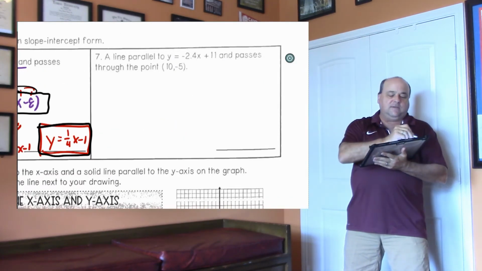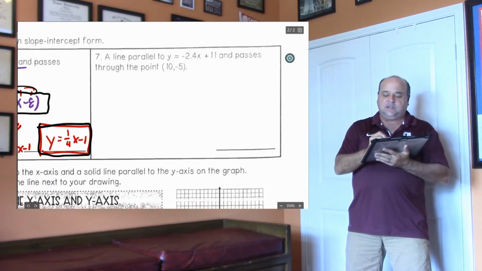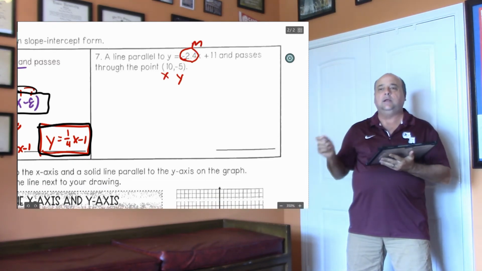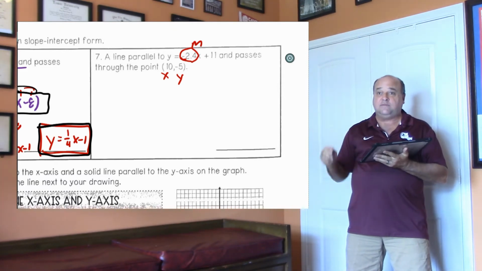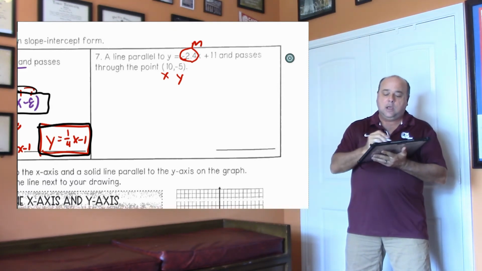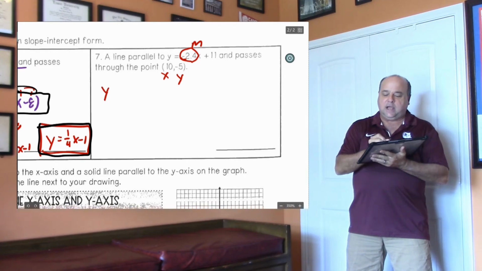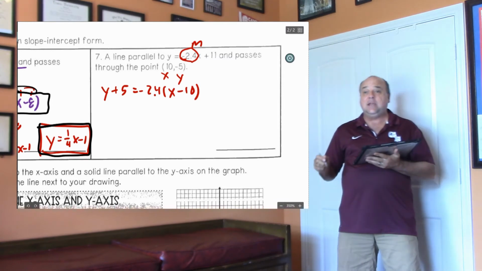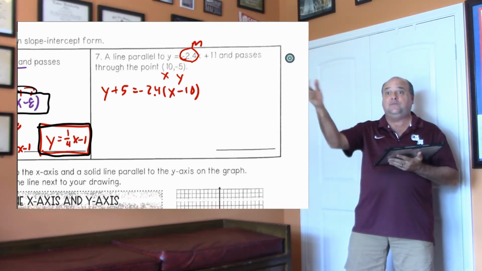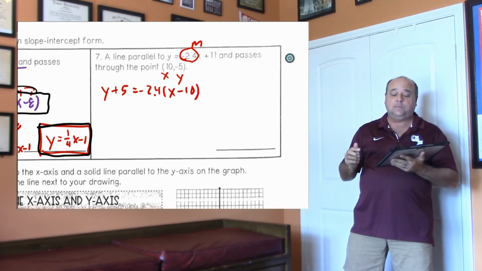Let's go to number 7. Okay, number 7, here is our slope, and here is our point. So this will be easy. The slope's a decimal, so we won't have to get rid of a fraction or anything. So we're going to have y, the opposite of minus 5 is plus 5, equals negative 2.4, parentheses x, the opposite of positive 10 is negative 10. That could be the answer on the STAR test because you have the equation of the line. It is in point slope.